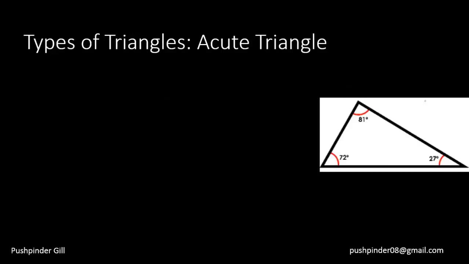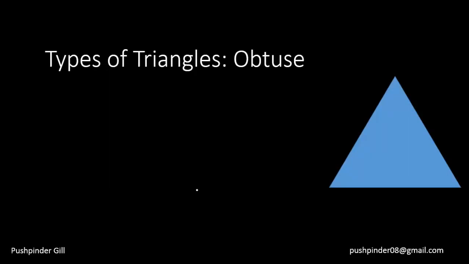Let's talk about some different types of triangles, in layman's language. The first type of triangle is called an acute triangle. Acute triangles are the triangles in which all angles are less than 90 degrees. Now the other type of triangle is the obtuse triangle. Obtuse triangles are the triangles in which one angle is greater than 90 degrees.